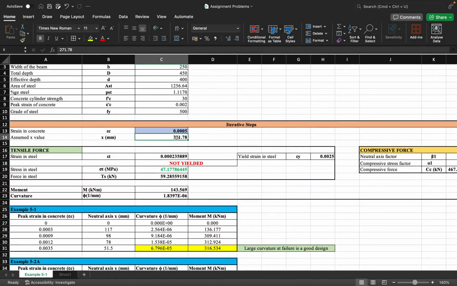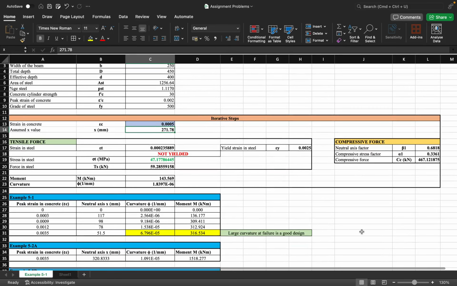Yes, so for this particular value, let me just reduce a little bit so that the value of compressive force is visible. For this particular value of 271, the compressive force is 467 and the tensile force is 59. So as the value of C is very high, we need to reduce the value of x. Let us try 200. Okay, now it is 343. I hope that you can see the numbers clearly.